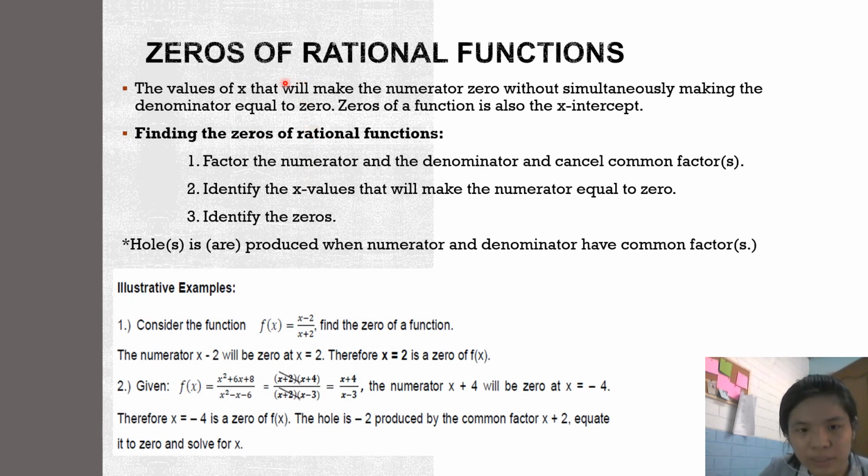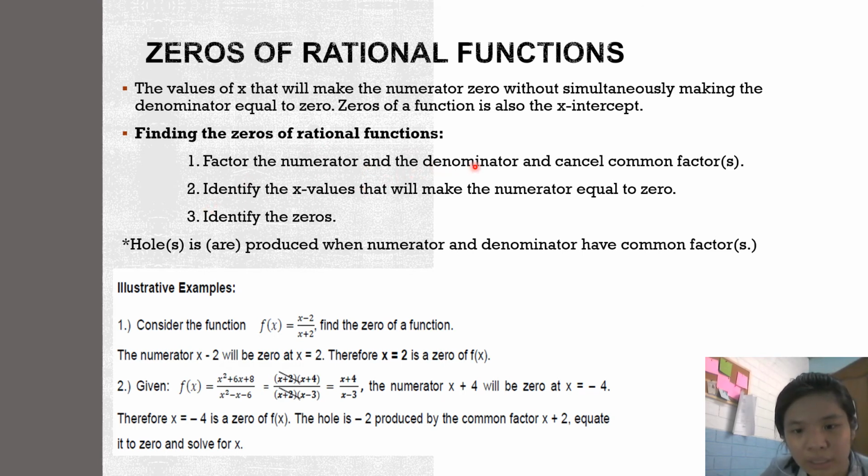So let us now proceed to zeros of rational functions. These are the values of x that will make the numerator 0 without simultaneously making the denominator equal to 0. A zero of a function is also the x-intercept. So finding the zeros of rational functions, there are 3 steps.